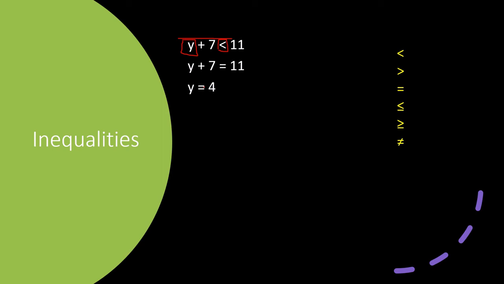Okay, now I'm going to rewrite my answer, bringing back my inequality symbol, and therefore I can tell that y is smaller than 4. So therefore, hypothetically speaking, y could be 3, 2, 1, 0, or even negative numbers. Very nice. All right, my friends, let us look at one more example.